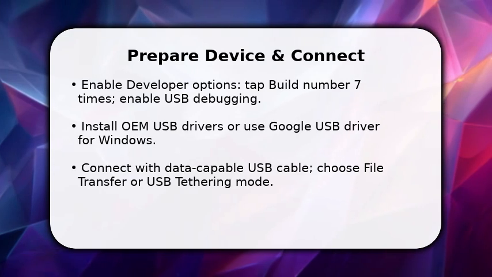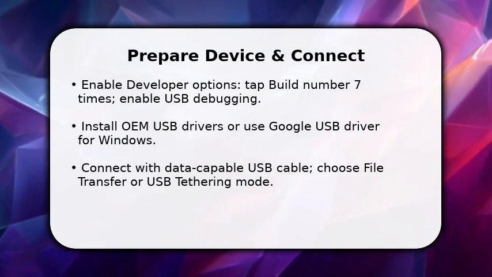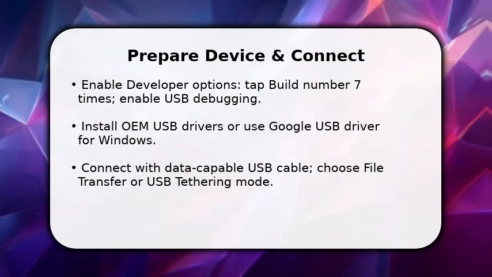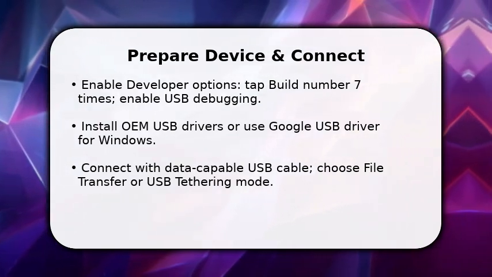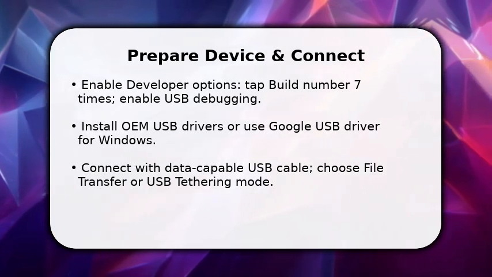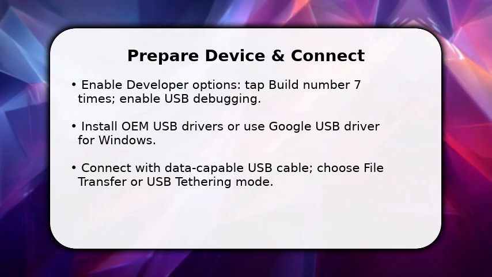You start by preparing the phone, enable developer options, and turn on USB debugging so Android Studio can communicate with it. Next, make sure drivers are installed on your computer or use the Google USB driver on Windows. Mac and Linux usually need no driver.